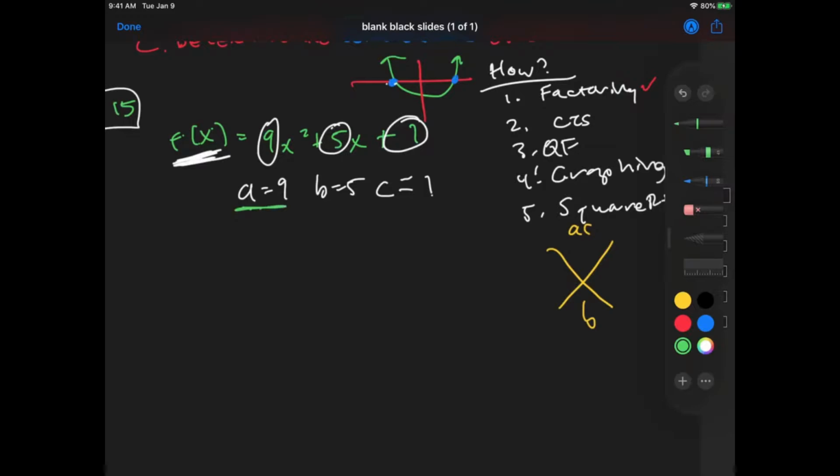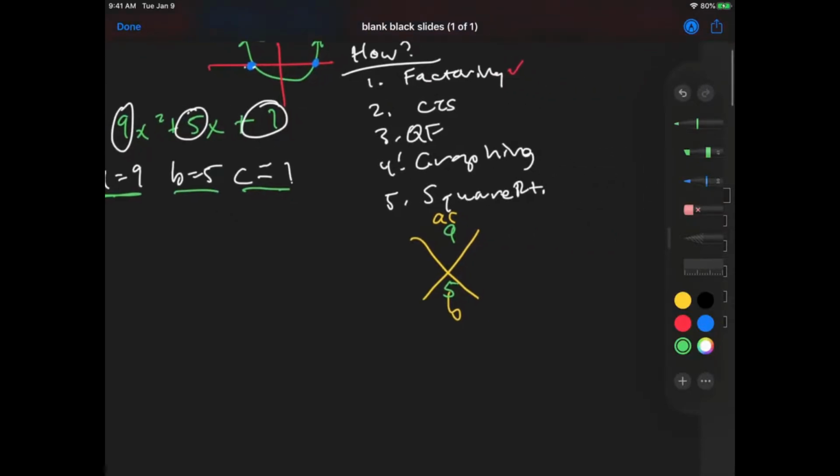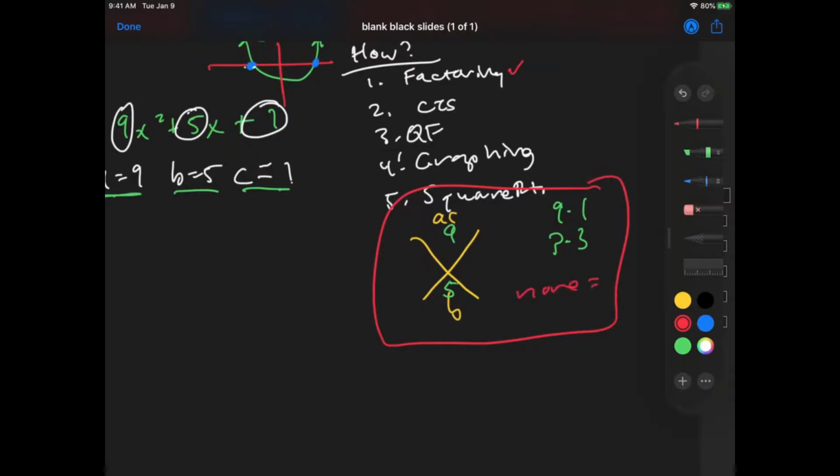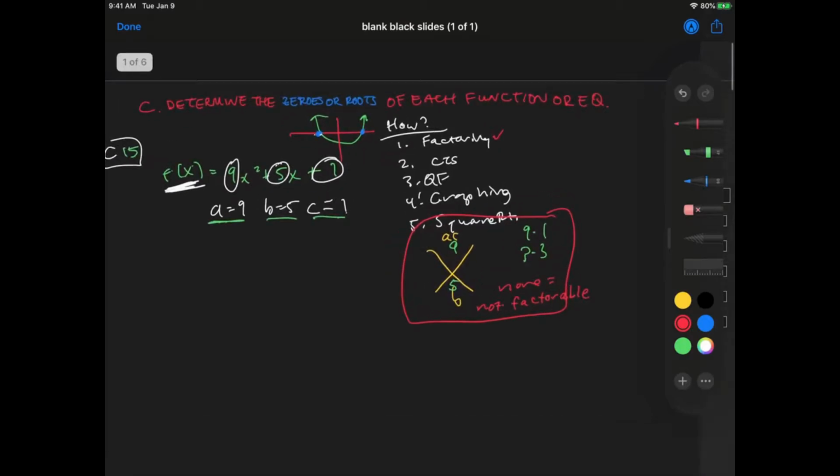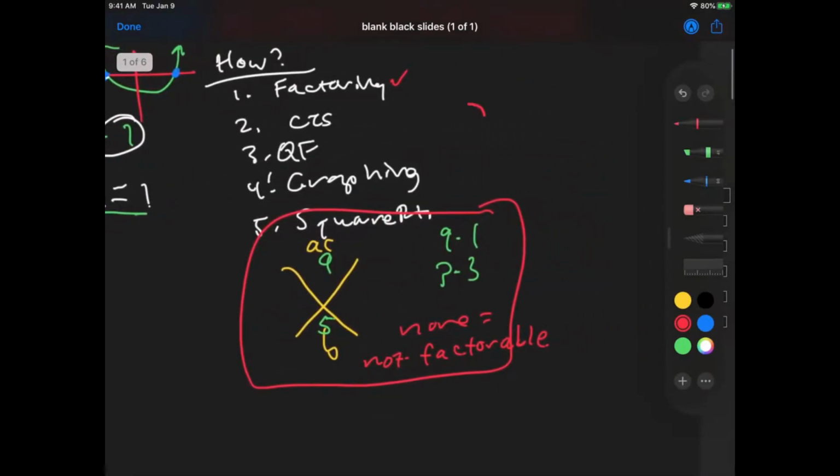So A times C is 9, and B is 5. Can you guys think of any 2 numbers in the whole wide world that will multiply to be 9, give you a combination of those, and that will add to be 5? There are none, which means it's not factorable. All right, what does this mean for us? This does not mean we can't solve it by factoring. We're going to have to use something else.